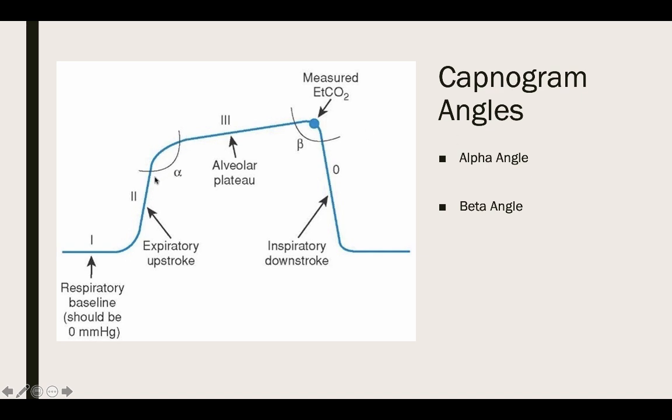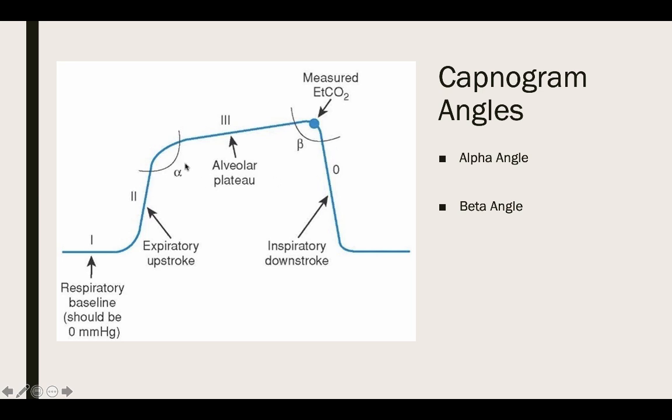Well, these angles, so we still have an end tidal CO2. No matter what condition you're in, you have an end tidal CO2. But depending on what condition you're in, your alpha angle and your beta angle will change. So as we move through different diagnostic categories, different conditions, we might see changes in that alpha angle and that beta angle.